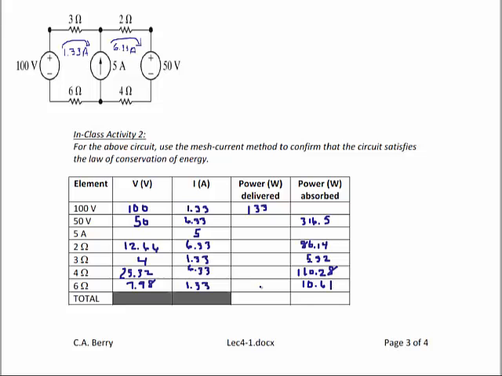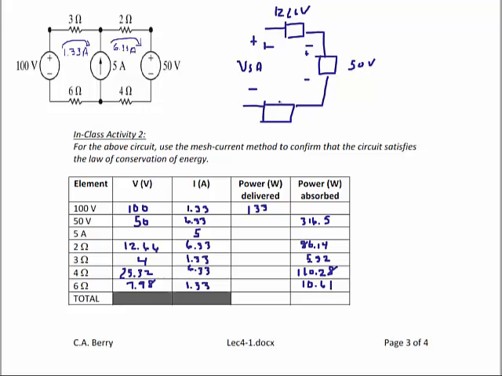Now let's go back and do the 5 amp current source. The voltage across the 5 amp current source can be found by using KVL, where we sum the voltage across the 2 ohm resistor plus the voltage across the 50-volt source plus the voltage across the 4 ohm resistor. So the voltage across the 2 ohm resistor is 12.66. The voltage across the 50-volt source is obviously 50 volts. And the voltage across the 4 ohm resistor is 25.32 volts. So when you sum those up, the voltage across the 5 amp current source is 88 volts.